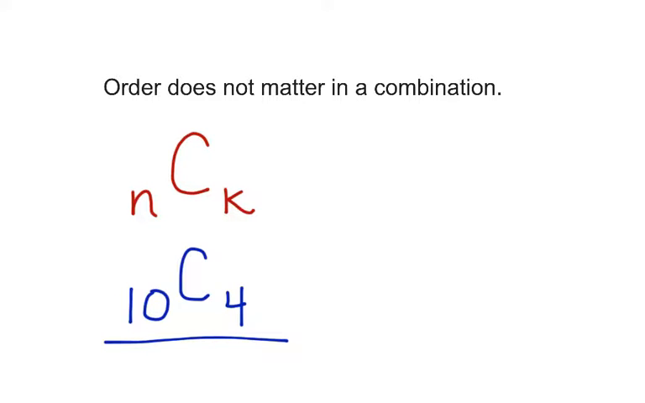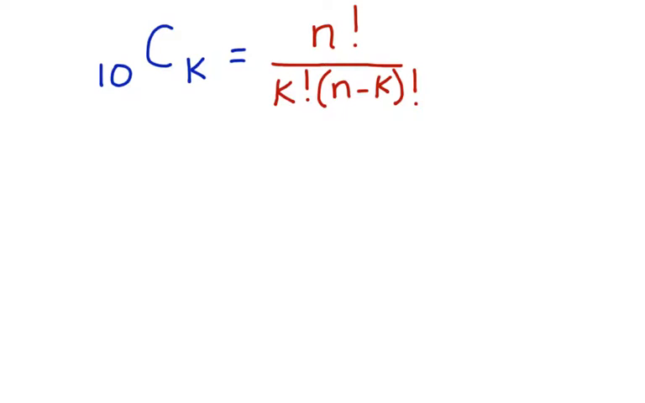Here's what it is. Here we take the factorial of the possible number of items, and we divide that by k, the number of items being taken at a time, factorial, times the number of items minus k factorial. Boy, that's a mouthful. If we use the 10 and the 4, we can write it out this way.